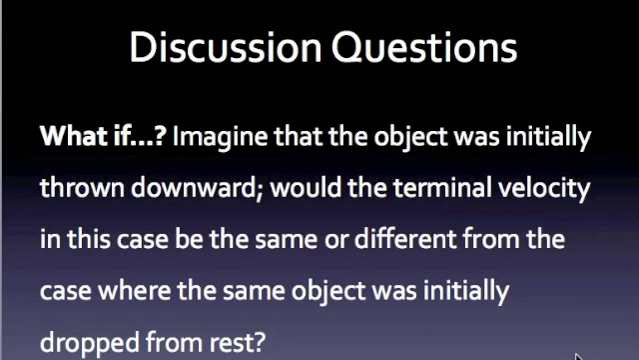If the object was initially thrown downward, the terminal velocity would be different from the case where it was dropped from rest. This is because, as I stated before, terminal velocity is the point in the fall of an object where F net becomes 0, meaning V final equals V initial. So an object thrown would have a greater initial velocity, and then a greater terminal velocity than an object that is dropped from rest. The two will, however, travel in the same direction.